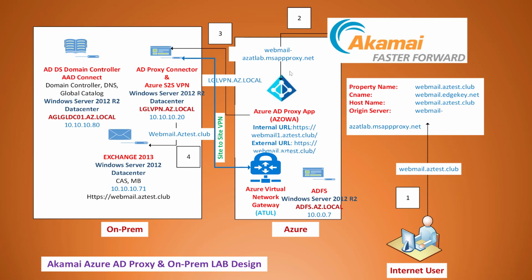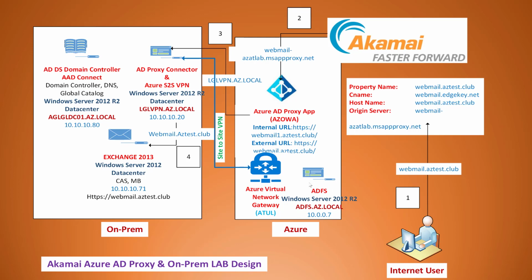Now, as far as Azure is concerned, in Azure I have created an Azure AD Proxy app called AZOWA, with the default URL webmail.azatlab.msfproxy.net. We're going to see it in a few minutes. But the external URL that I have published here is webmail.aztest.club, right? There is a specific reason for this configuration, to accommodate the Akamai piece.